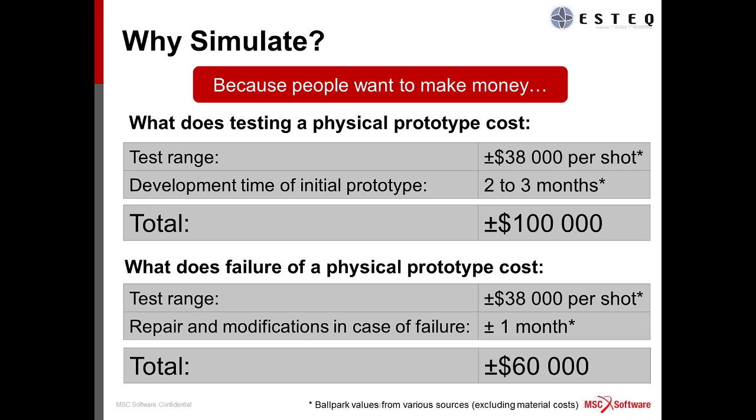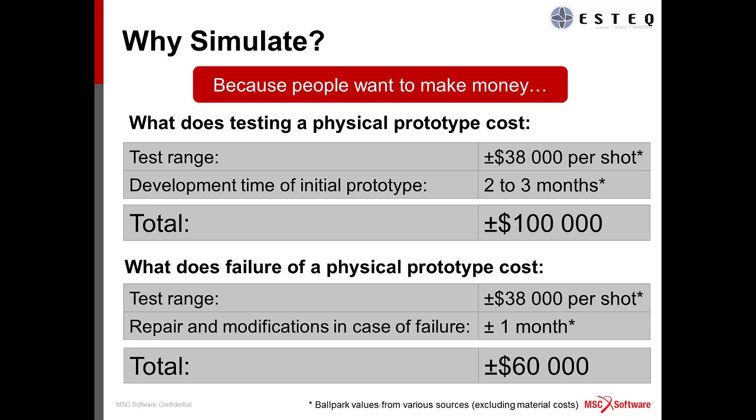To develop a vehicle prototype for testing will take between 2 to 3 months on average, which will give you a total cost of about $100,000. Just bear in mind that excludes material costs. So that's just looking at the labor cost involved in getting that prototype into a state where it can be tested. So it's not a cheap process to go about certifying a vehicle.